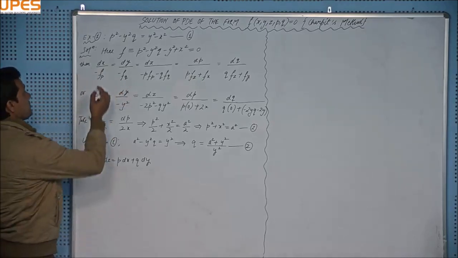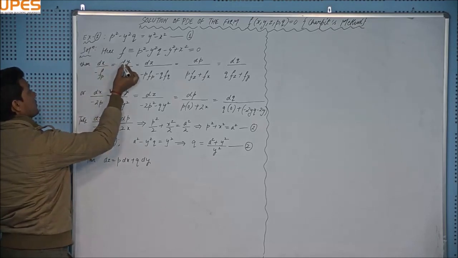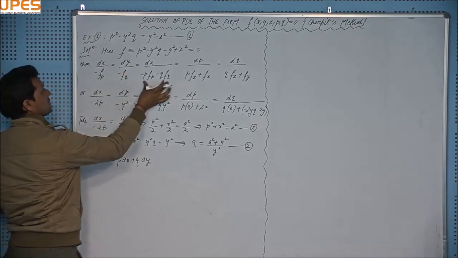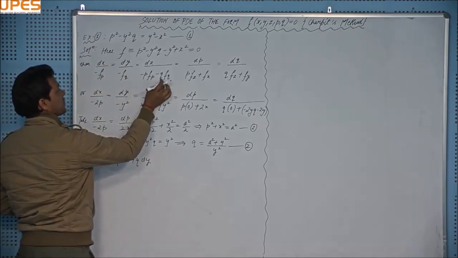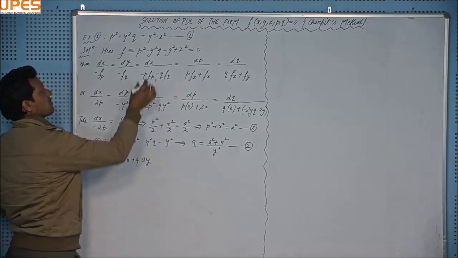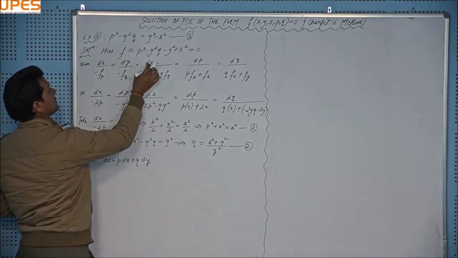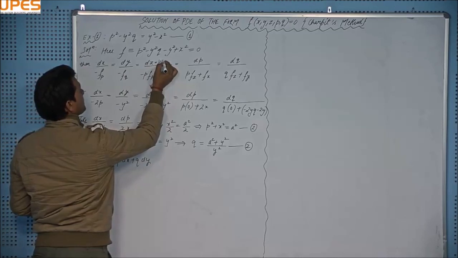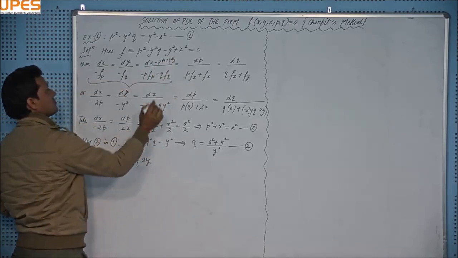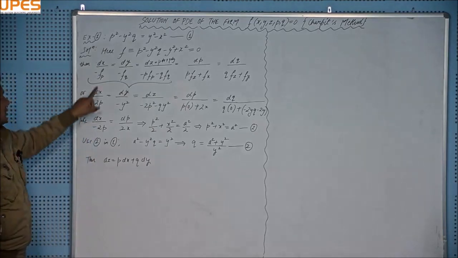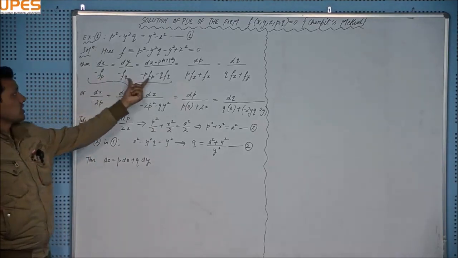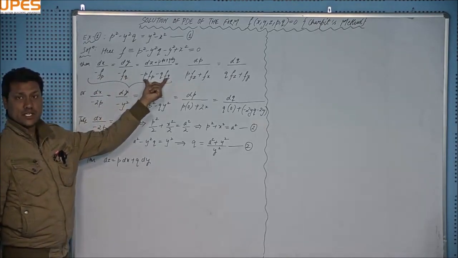If you multiply this by p and the q and you add them, you will get pf minus pfp minus qfq in the denominator. But what about the numerator? That is actually p dx plus q dy. That is obvious from these three ratios, right? See the denominator. If you multiply this denominator by p and this by q and you add them, you will get the denominator of the third term, right?